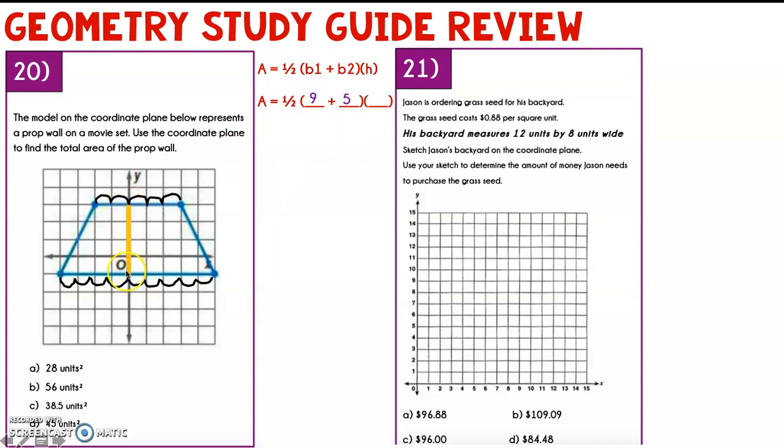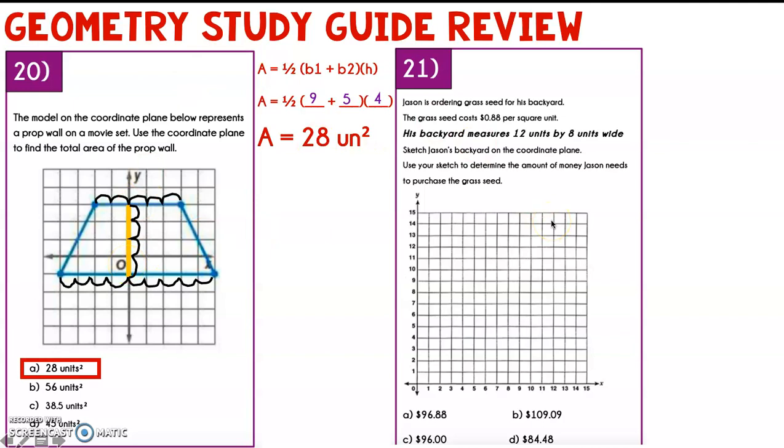So we can draw in our height and then just count. So we have 1, 2, 3, 4 as our height. Then we're just going to plug that into our calculator. We get that the area is 28 units squared. So it's A.